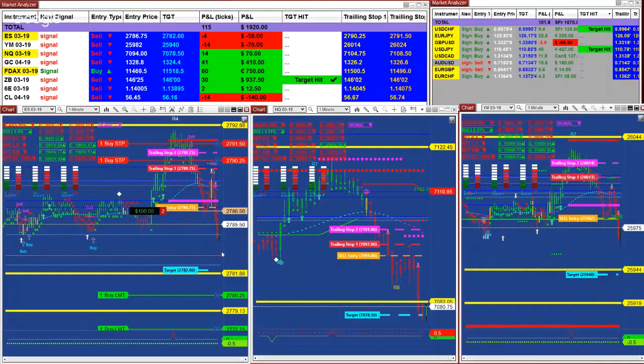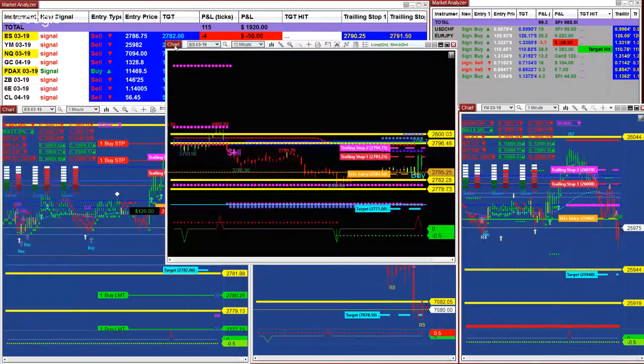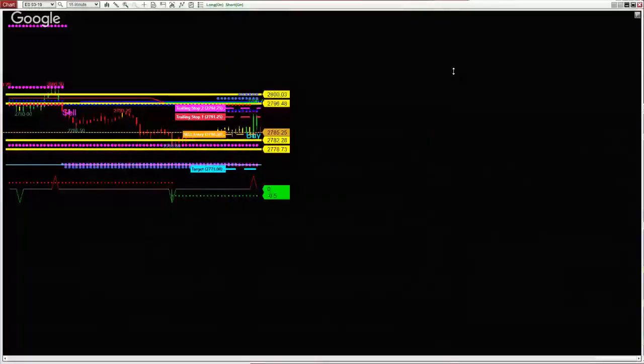For the ones who have, let's look at the bigger picture on the ES. It's always recommended for traders to use the 15 minutes to see how it is.